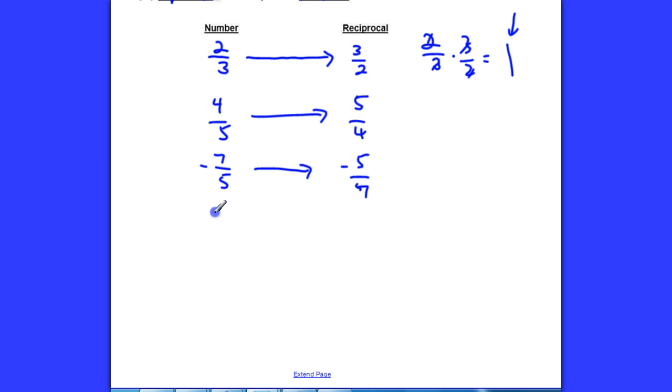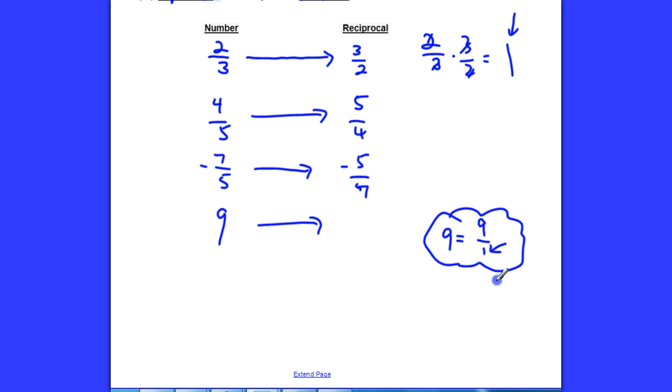But here's a weird one. What if I just had a number like 9? What's its reciprocal? Well, you have to think, there's my think bubble, that 9 is the same thing as 9/1. So if you have a whole number like this, you have to remember that the bottom number of a whole number is 1. So if you flip that, you'd end up with 1/9. So there's some examples you should have down on your paper. Squeeze them in there somehow if you can.